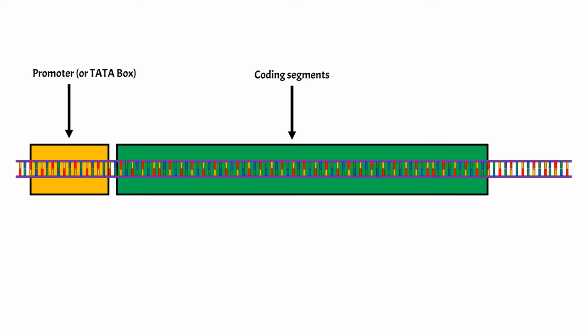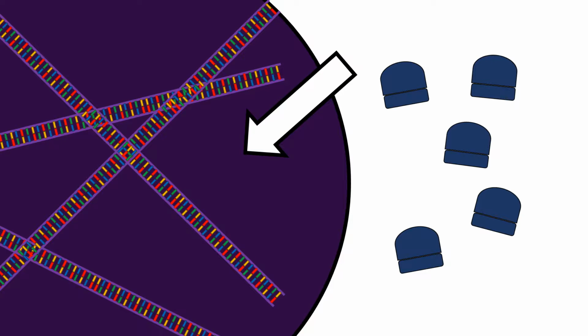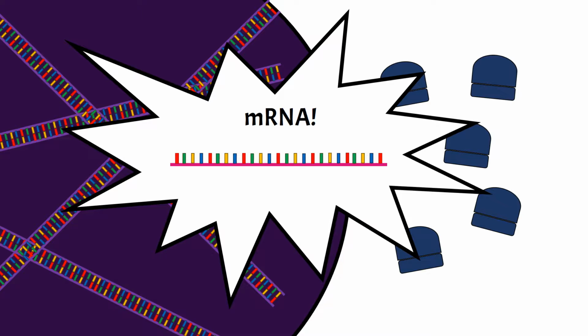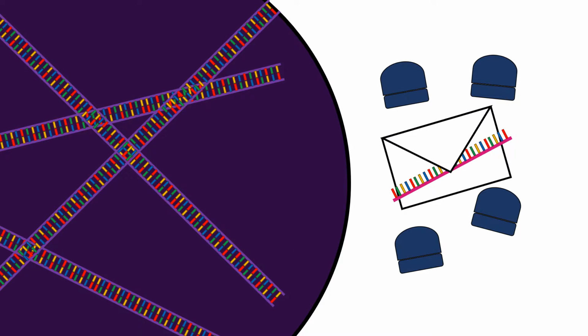Let's take a closer look at a gene. A gene consists of three main parts: the promoter, the coding segments, and the stop codon. The DNA never leaves the nucleus. However, proteins are built in ribosomes outside the nucleus. So how does this information get from here to here? The answer is messenger RNA, which acts like a mailman, delivering information from the nucleus to the cytosol.